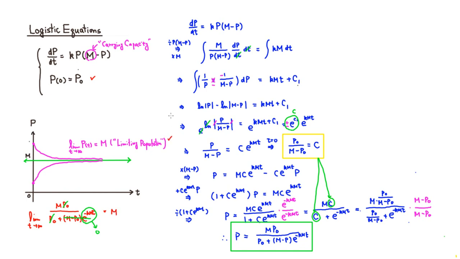All right. So this is the logistic equation, the differential equation, then the initial value. The population function can be written as M P0 over P0 plus M minus P0 times e to the negative kMt. All right, that's it. I hope that this was clear.